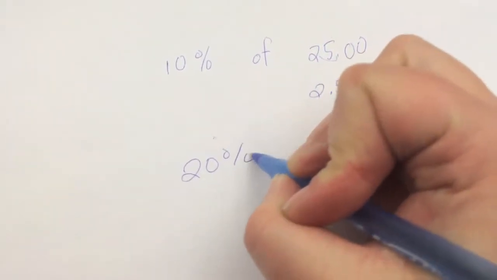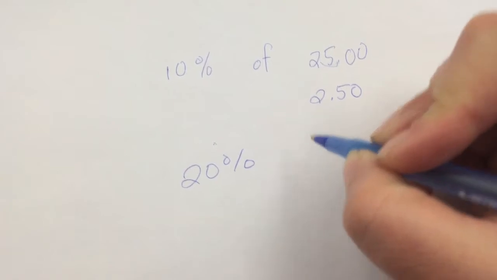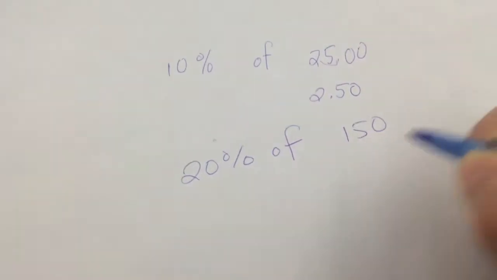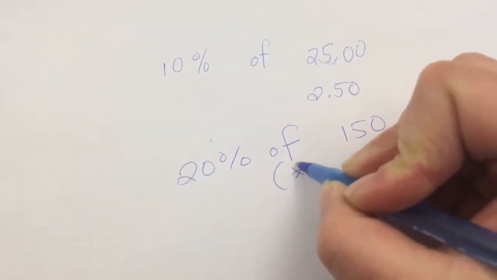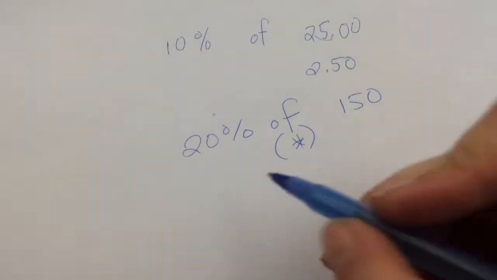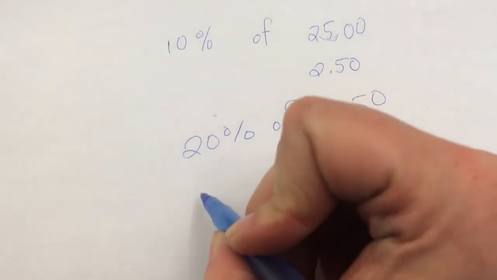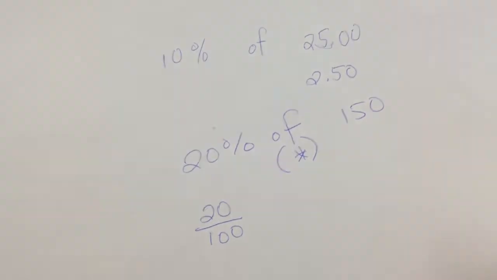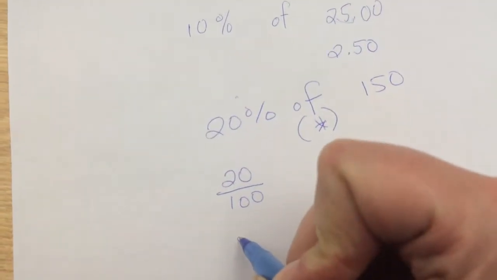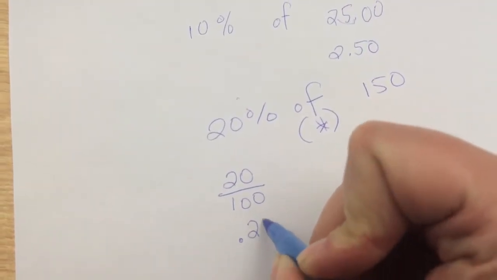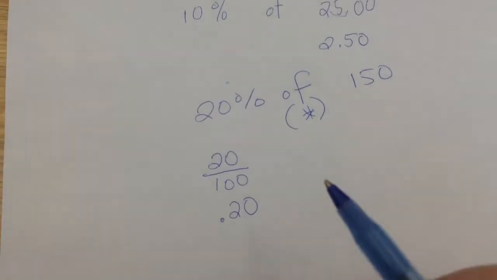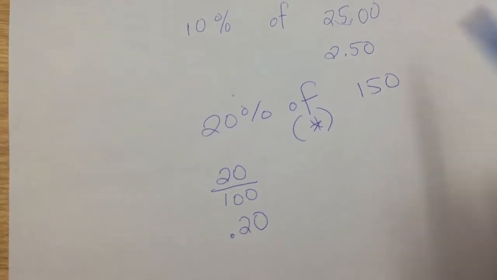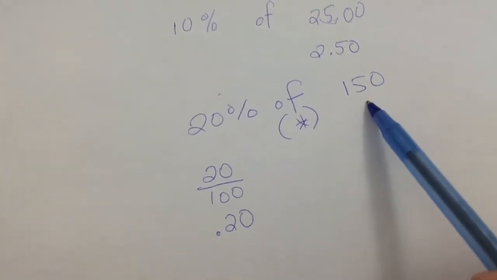20% of the swimmers were freestyle. 20% of 150. Remember, the "of" means to multiply, okay? And remember that 20% also means 20 out of 100, because it's a percentage. And if it's easier for you, you can write that as a decimal. So you could either multiply your decimal times 150, but you can also find it another way.